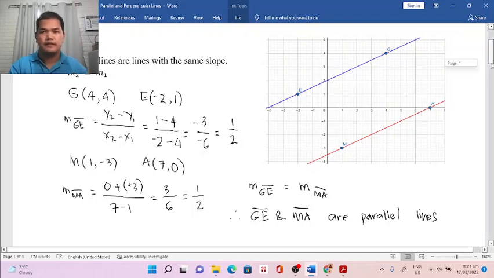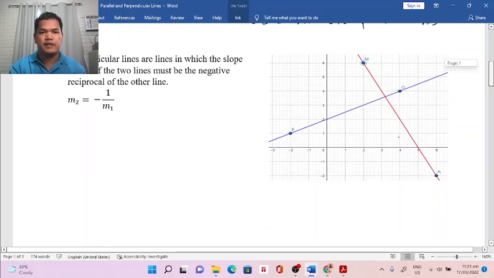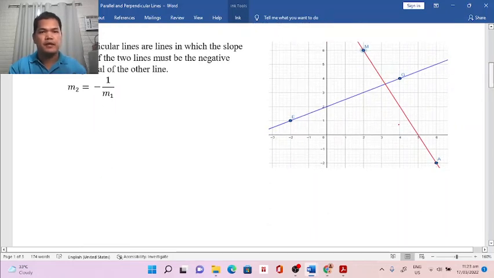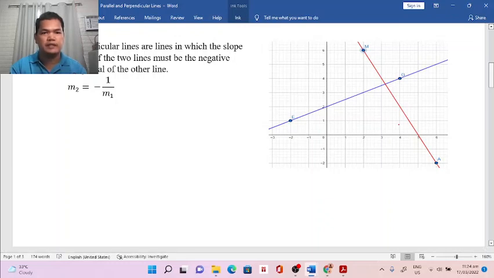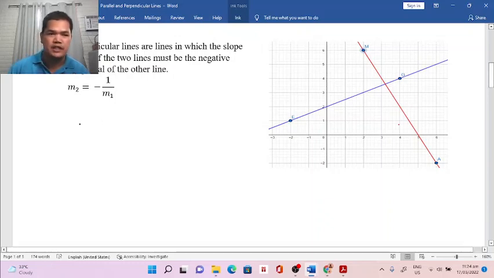Okay, now let's have the perpendicular lines. Perpendicular lines are lines in which the slope of one of the two lines must be the negative reciprocal of the other line. So m sub 2 is equal to -1 over m sub 1. So let us try to have the illustration for this concept using these two lines MA and GE.